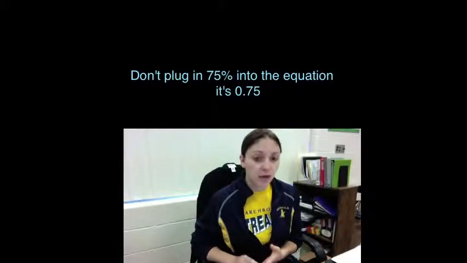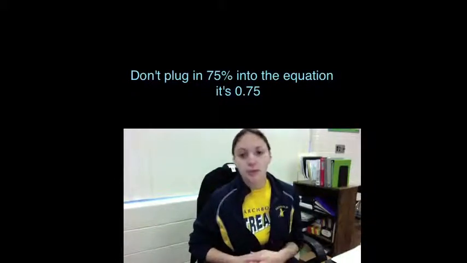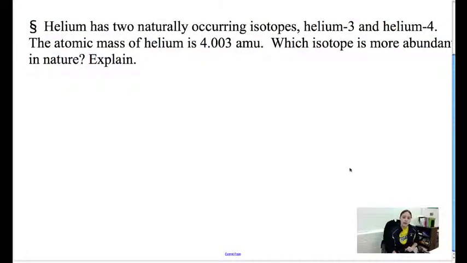You do need to realize, though, that with the percent abundances, you don't plug in 75. You'd actually put in 0.75. We change it from a percent back to a decimal. Now, helium has 2 naturally occurring isotopes, helium-3 and helium-4. The atomic mass of helium is 4.003 AMU, and that is what is off your periodic table.